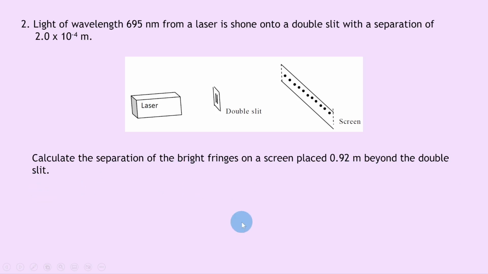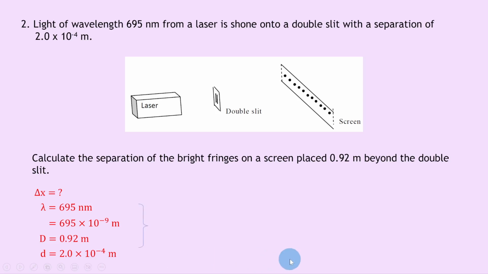Well, writing down what we know from the question, we're trying to find the fringe spacing delta x. We know the wavelength lambda is 695 nanometers, which we need to rewrite in meters as 695 times 10 to the minus 9 meters. The distance between the slits and the screen, capital D, is given as 0.92 meters, and lastly the slit separation little d is given as 2.0 times 10 to the minus 4 meters.